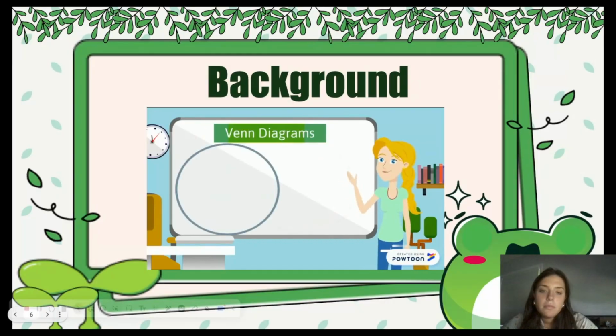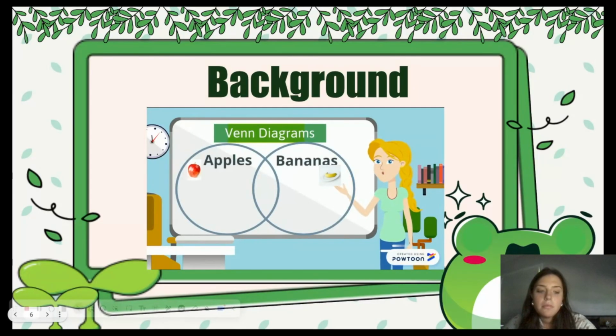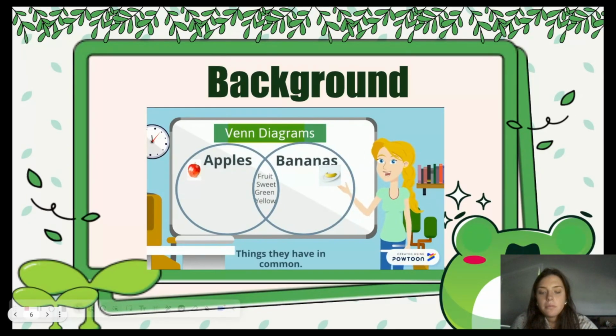Now we're going to start filling out our circles. My left circle is all about apples. My right circle is all about bananas. But notice that overlapping part of the circle? Those are the things that both apples and bananas have in common. So they're both fruit, they're both sweet, they can both be green, they can both be yellow.